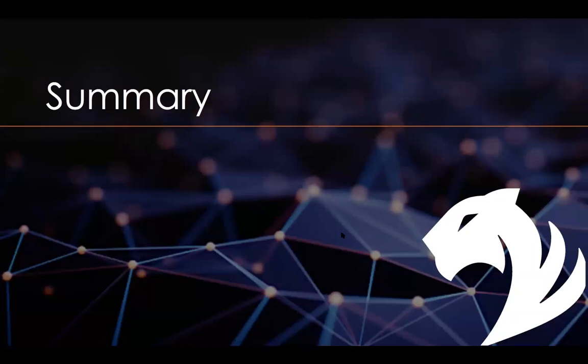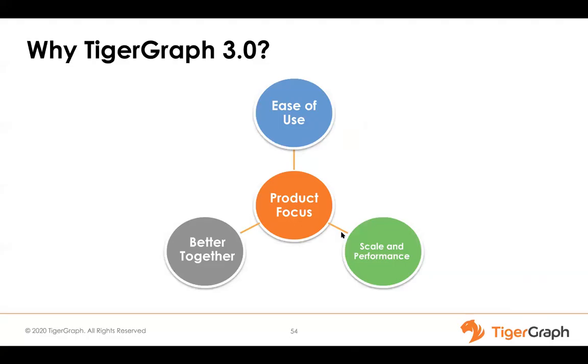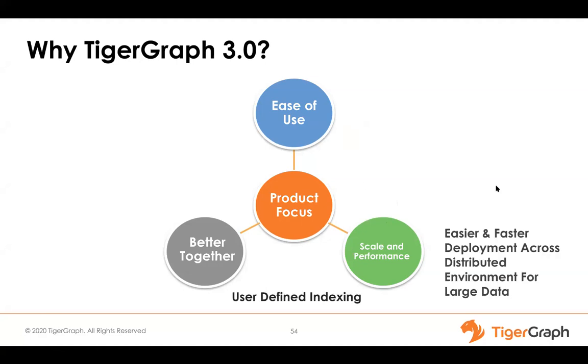All right, this brings the end of the presentation. Just a quick summary, why we should use TigerGraph 3.0 and what is the exciting part. And Riaz has alluded that these three pillar areas are what TigerGraph is designing for in the past years and also going forward. With the user-defined indexing and also the easier deployment, it really enables us to accommodate the large data set with performant graph querying.